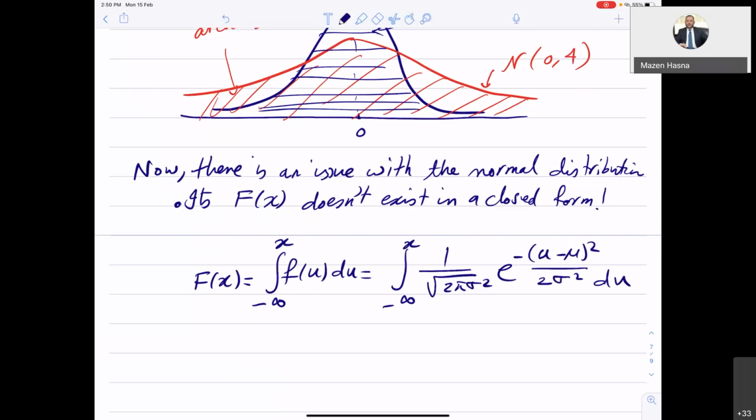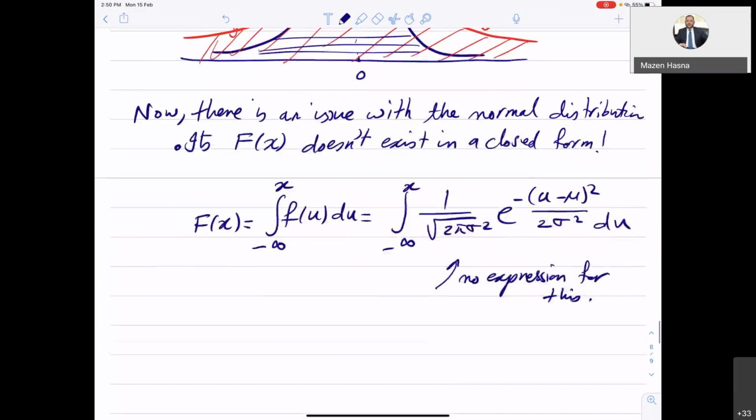This integration cannot be calculated. Actually, if you try to do any integration that has e to the minus x squared, you will not be able to. There's no solution for the integration of e to the minus x squared. So there is no expression for this. And I know you are college students, engineers and computer scientists, so you know there is always a solution for everything. If we cannot integrate something in closed form, what do we do?